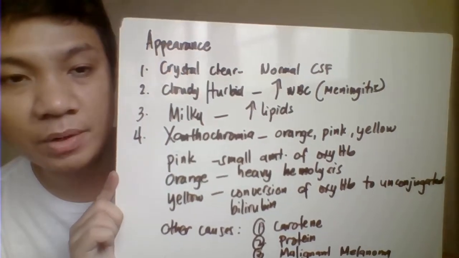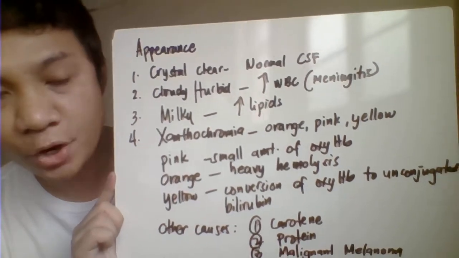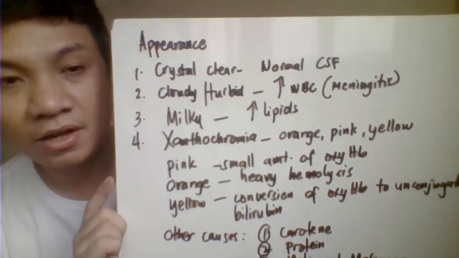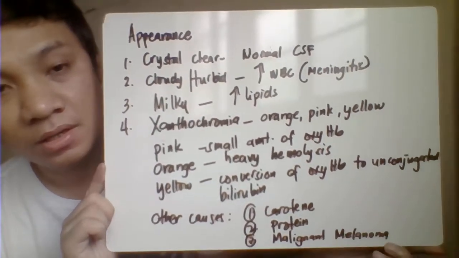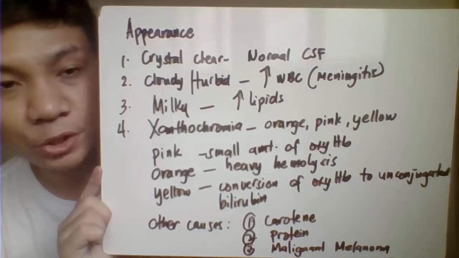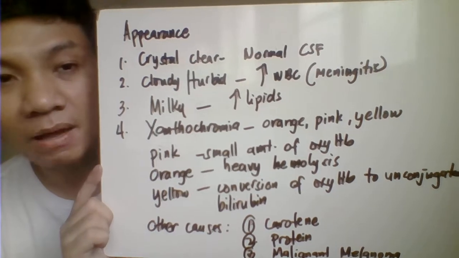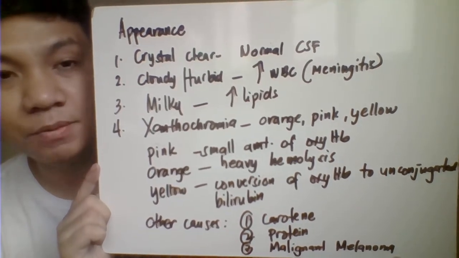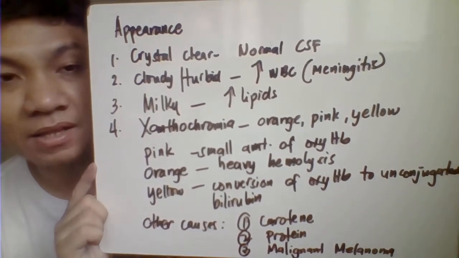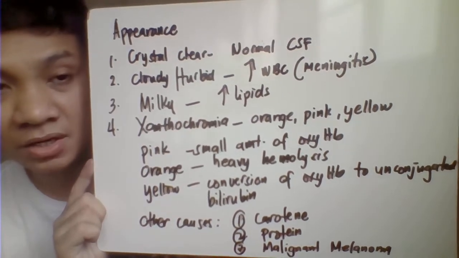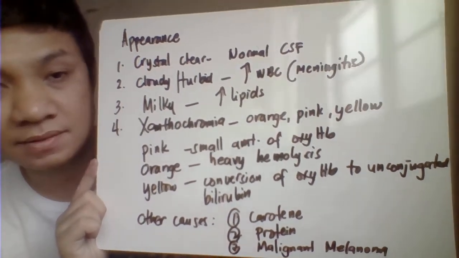Okay, now we go to the appearance of the CSF. The normal CSF is clear in color. Sometimes you could receive a specimen which is cloudy or turbid, and that might be because of the presence of a high WBC count in the specimen. That signifies there is an infection, for example meningitis.